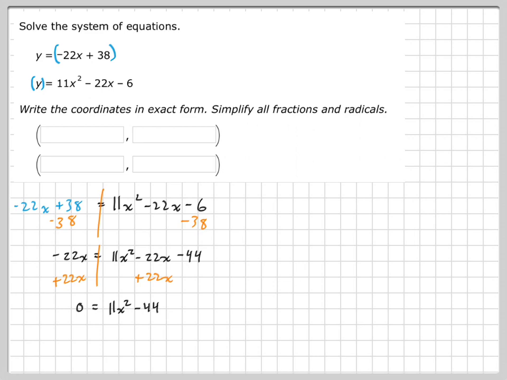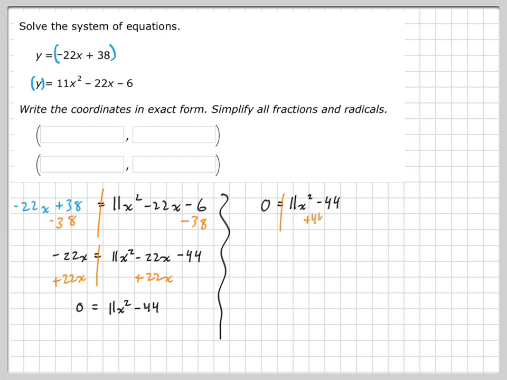And this is neat news, okay? Whenever you have a quadratic that only has an x squared term and it does not have an x term, you don't have to use the quadratic formula. You don't have to factor. You don't have to complete the square. You can just solve this using inverse operations. All right, let me show you.